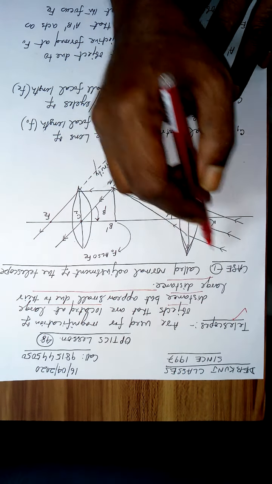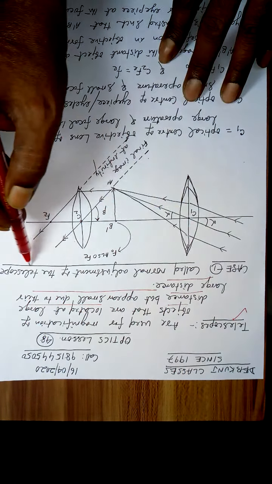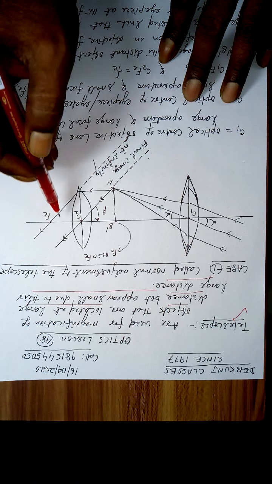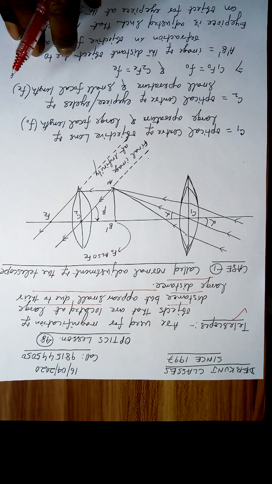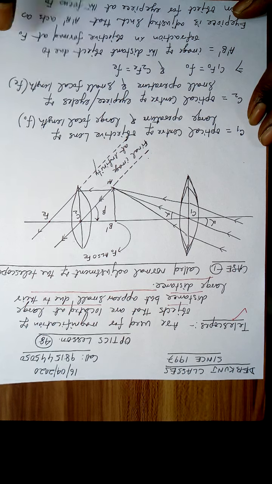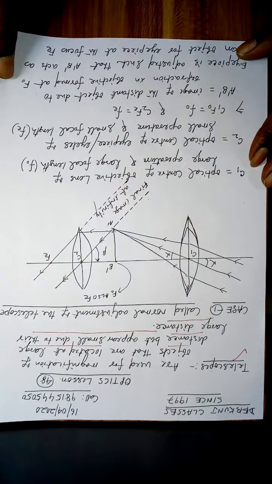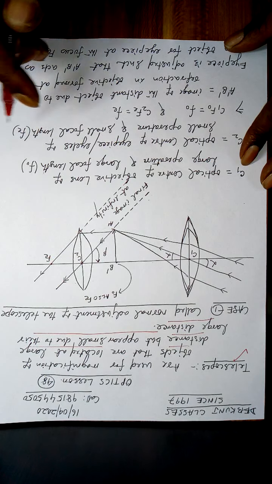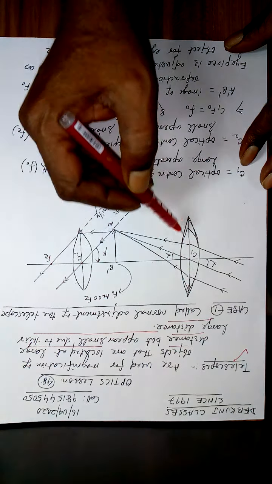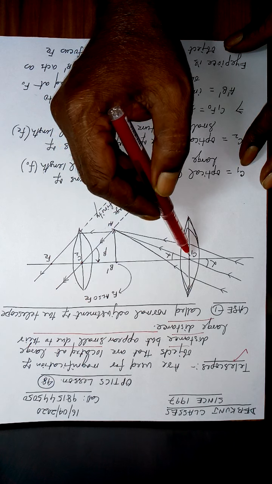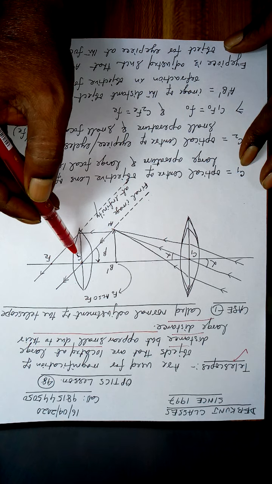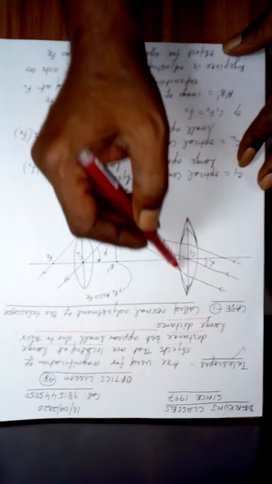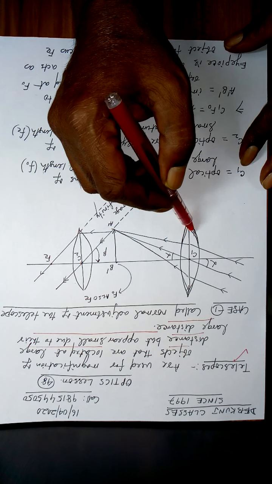Now case one is called the normal adjustment of the telescope. If the final image is formed at infinity, then that adjustment is called normal adjustment. Now look at the diagram, you find two convex lenses. This is one convex lens, with optical center C1. This is another convex lens, with optical center C2. This is large in size.